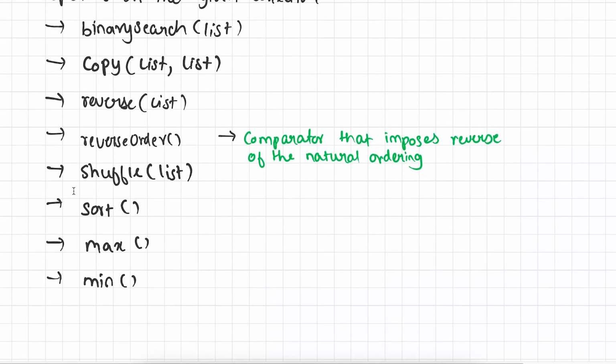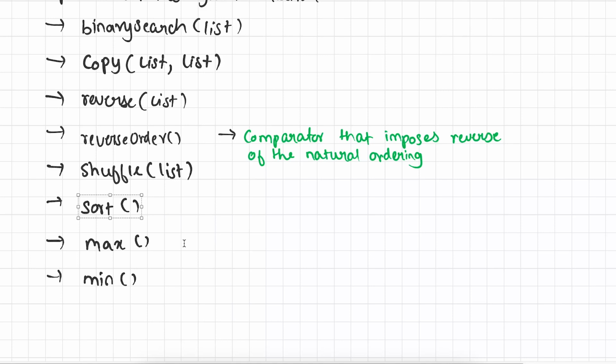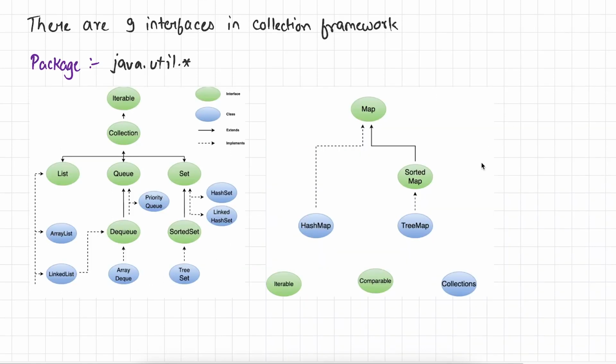The last one is sort. Sort is used to sort elements in the collection based on the Comparable interface implemented by the elements of the collection. The next methods are max and min. Max is used to find the maximum element among all the elements, and min is used to find the minimum element among all the elements. So guys, by now I hope you have a very good understanding of all the interfaces and collection classes present in the collection framework.